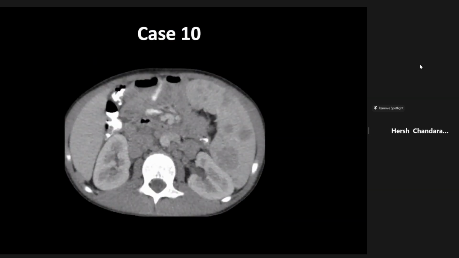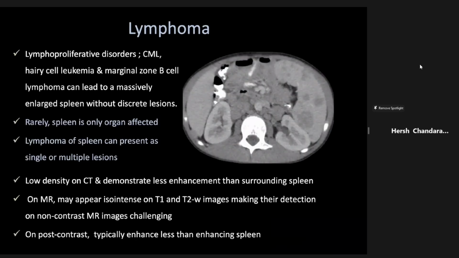Moving to a different entity here, also multiple hypoattenuating masses in the spleen. The spleen looks enlarged, right? But you also have multiple retroperitoneal and mesenteric lymphadenopathy. And whenever you see that, you also think of lymphoma. So lymphoma can look like that, with multiple hypoattenuating or hypoenhancing lesions within an enlarged spleen. Also, it is very rare to have isolated involvement of the spleen.